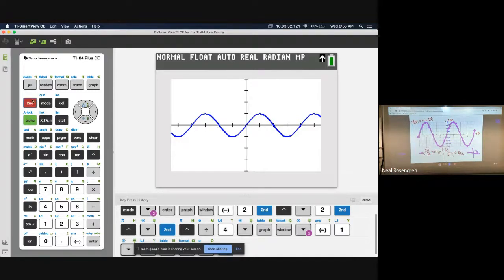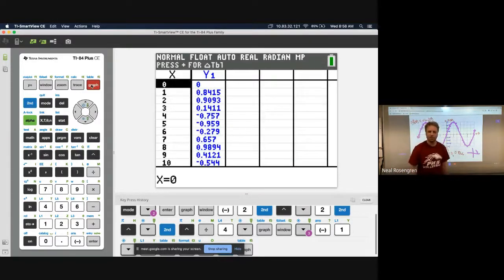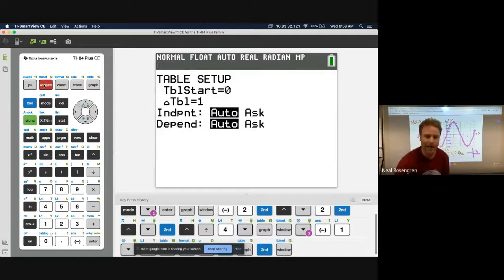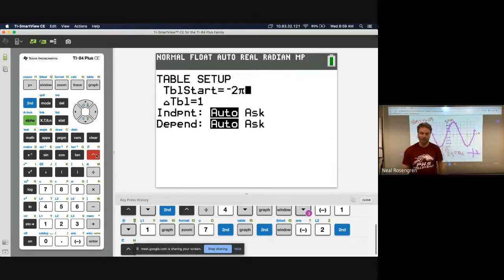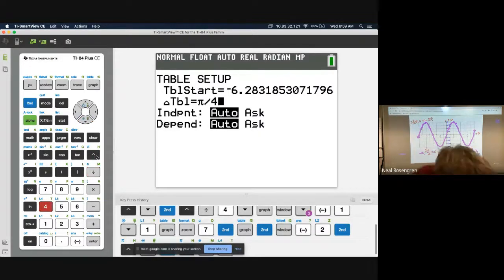Of course, you can go to the table and get some values, but your x's right now are still like 0 radians, 1 radian, 2 radians. You would have to change the way your table is set up so that it goes by the tick marks that you have, in case you wanted that. So maybe you want to start at -2 pi, right? I'm in my table setup, second window. And then my delta table, maybe I want that to go by that pi/4.